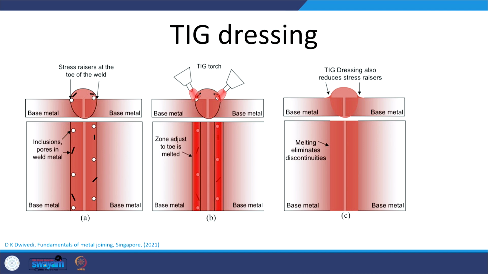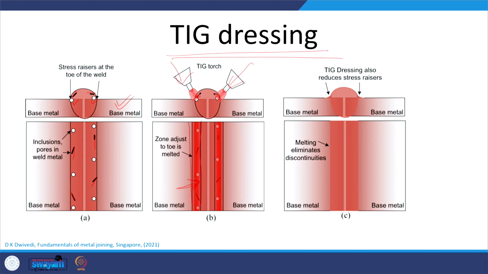This is just a schematic demonstration of how TIG dressing works. Say there is a weld joint between the two components. In the weld joint, say there is porosity and inclusions, and we can see them all along the weld near the toe. So, what if the heat source, the TIG arc, is passed in a localized way along the toe of the weld? This will cause the remelting of the weld metal near the toe.